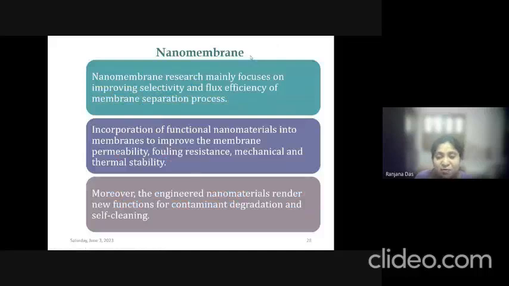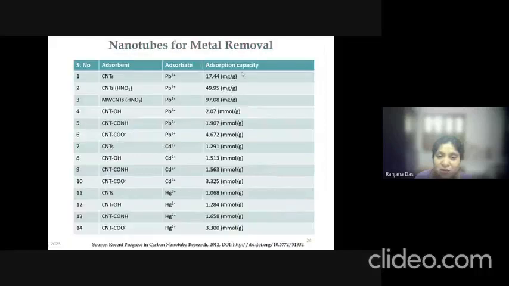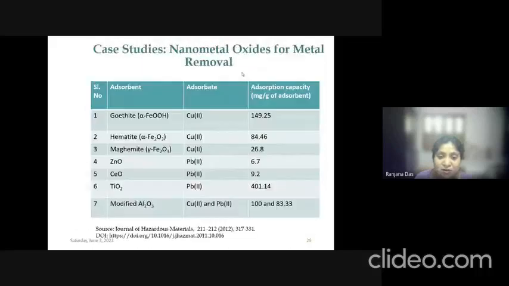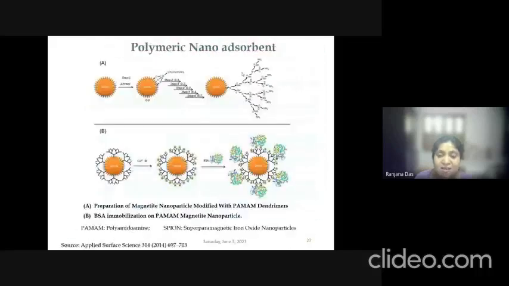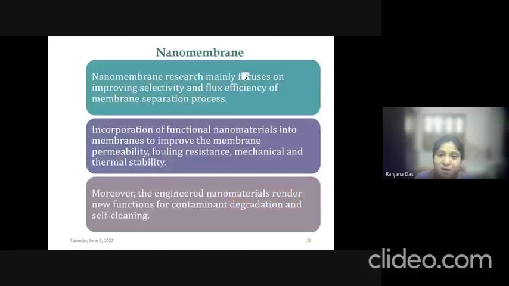Now, apart from the nano adsorbents we have already discussed, that is CNT, iron oxide and different oxides, and also the polymeric adsorbents or dendrimers, the next part is the nanomembrane. You know about the membrane; it is basically a sealing mechanism.